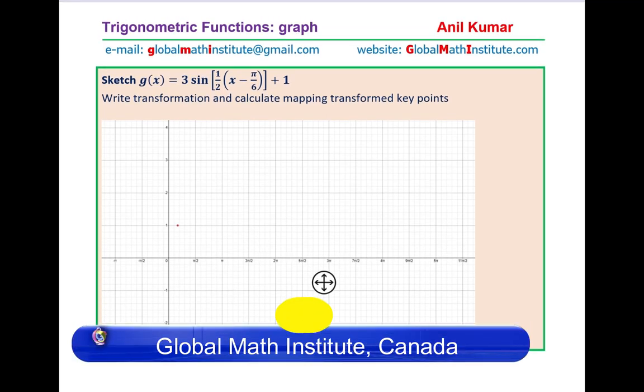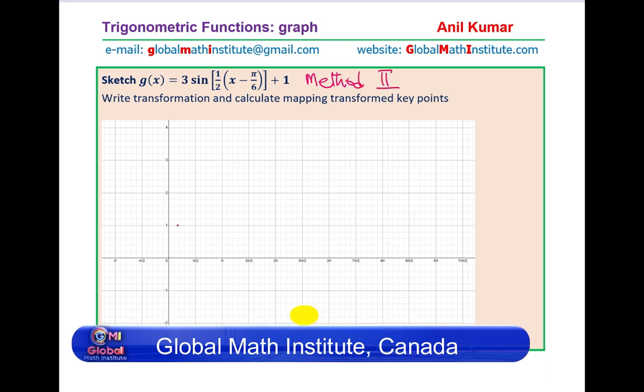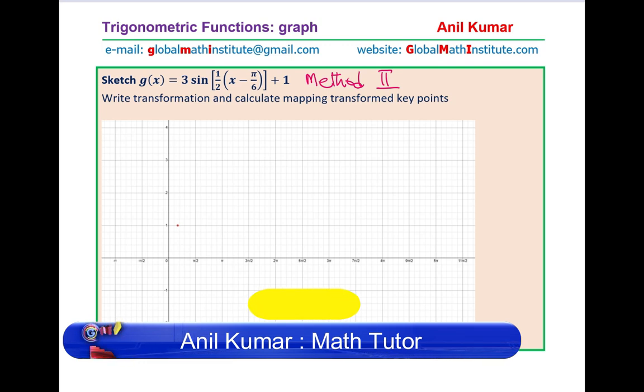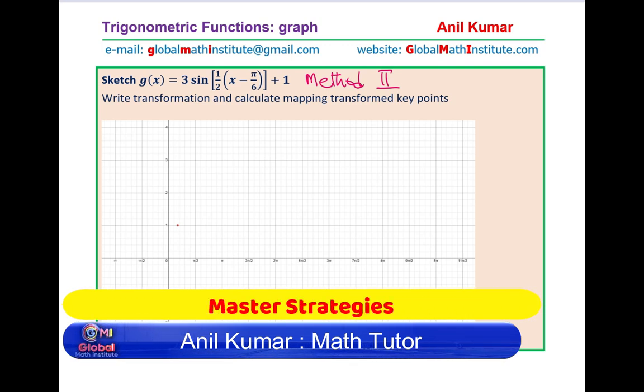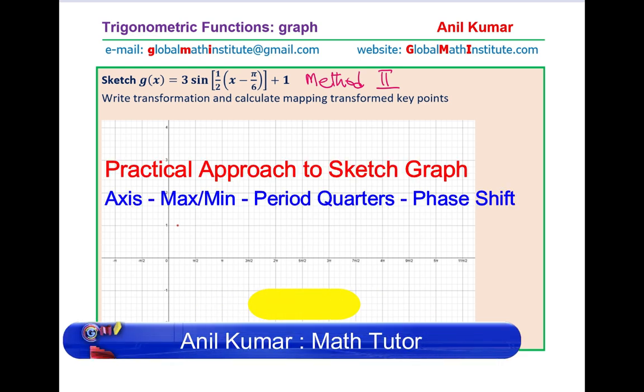Okay. So here I'm using second method. So I'm writing this method too. I hope the first method is clear to all of you, right? We actually did step by step transformation, showing you all the coordinate points and how the graph moves. Now, method two, which is a practical way of doing it.